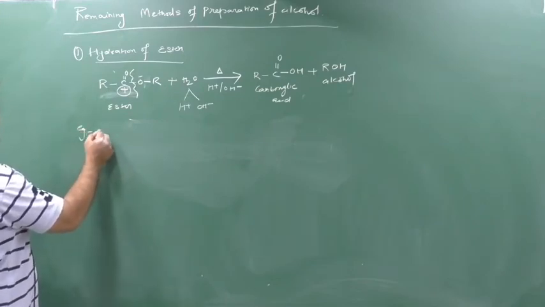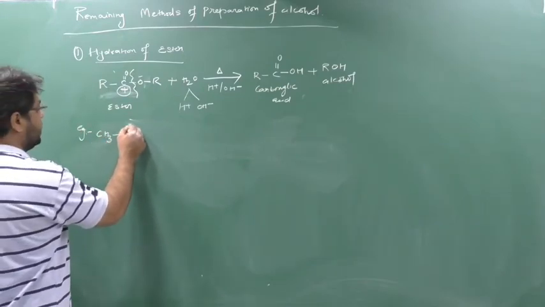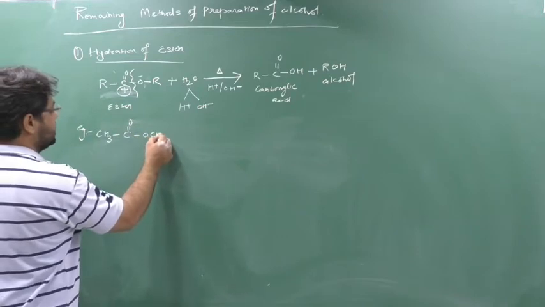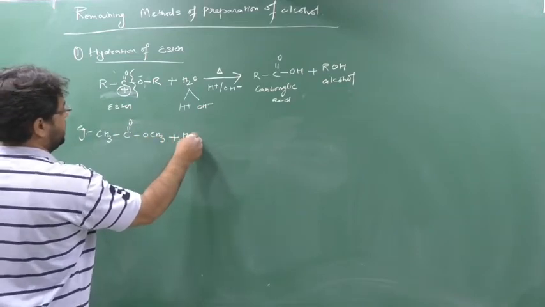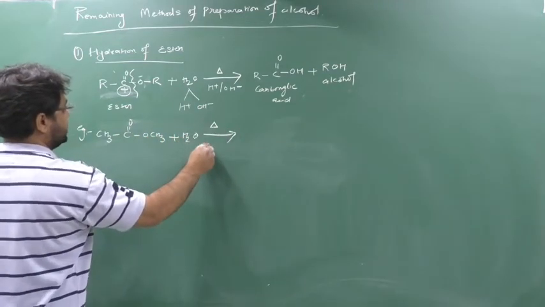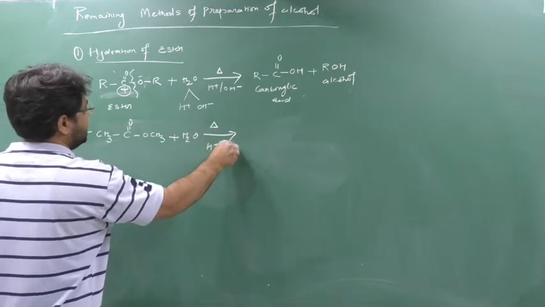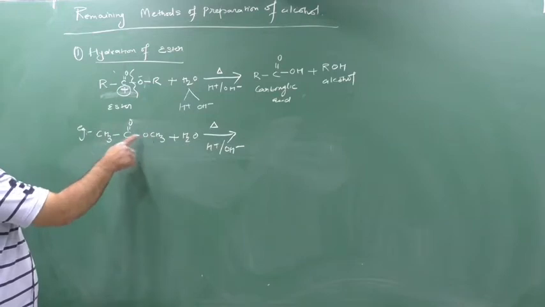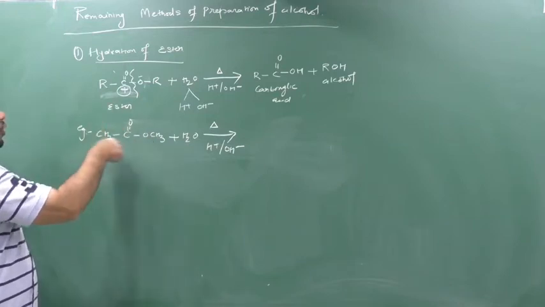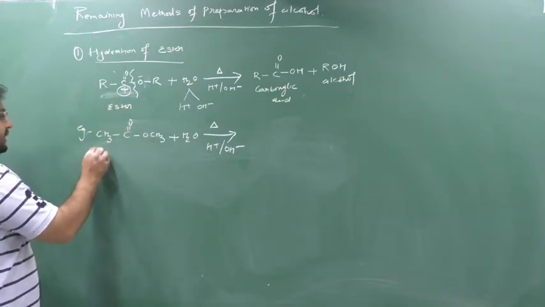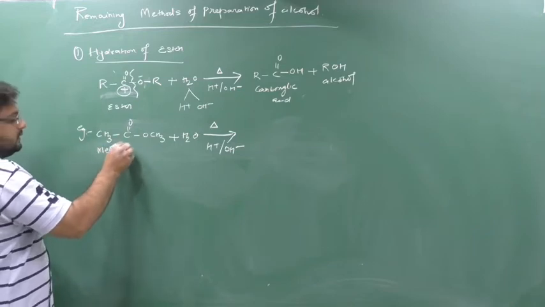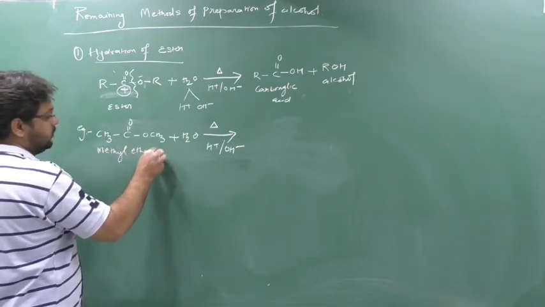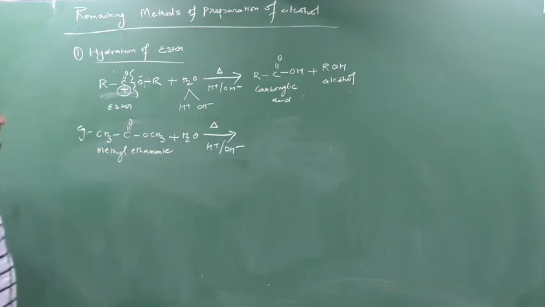Example: CH3 C double bond O, OCH3. So you know the naming, actually for every naming, you know this, H plus and OH minus, either acidic medium is required or basic medium is required. This is known as methyl, there are two carbons, ethanoate, yes or no? So this is nothing but methyl ethanoate. Naming you know, Jati sir has done it.